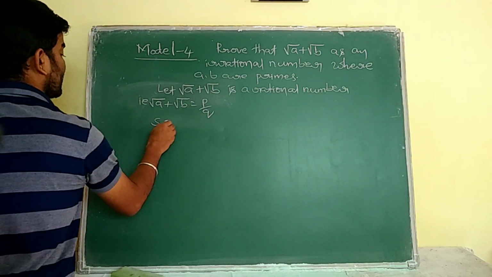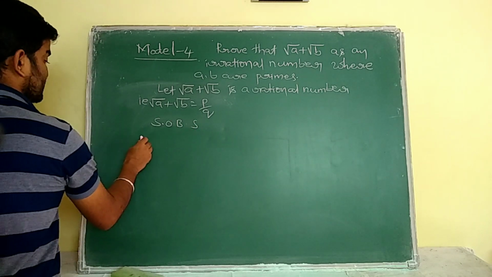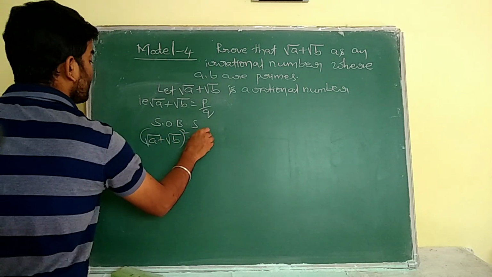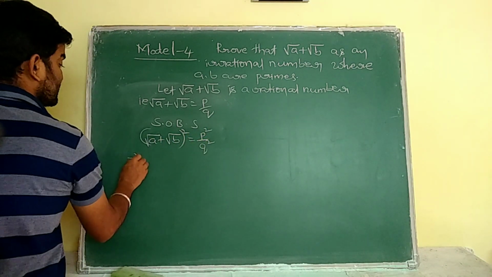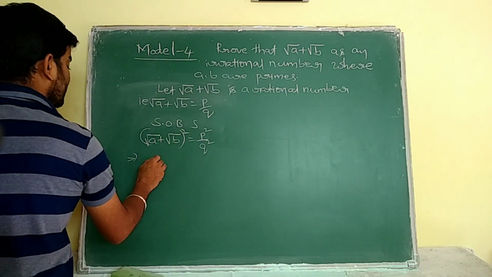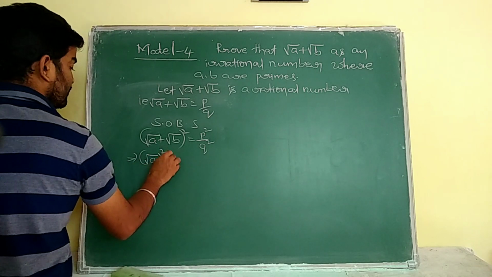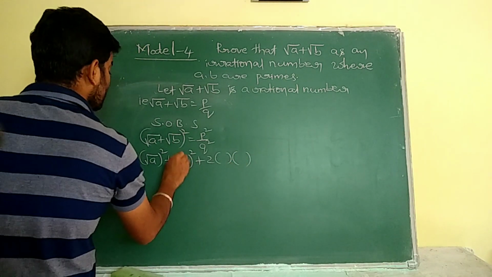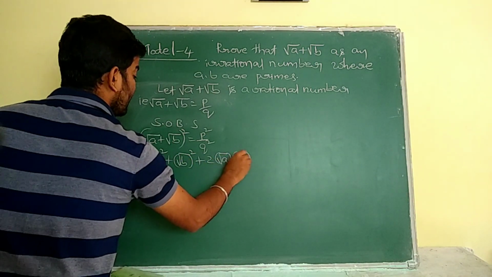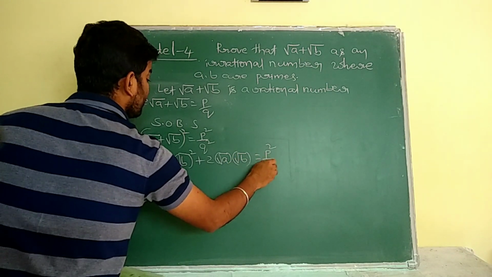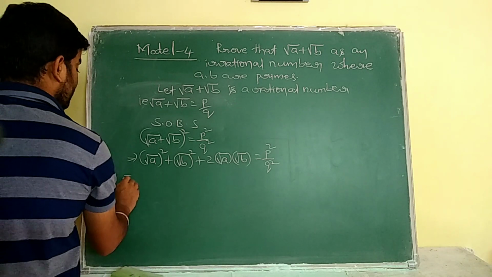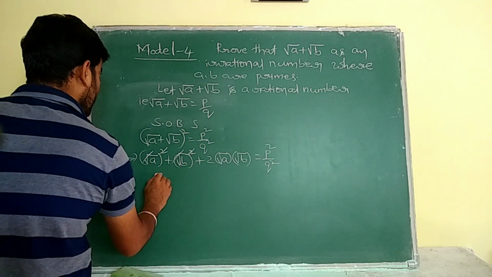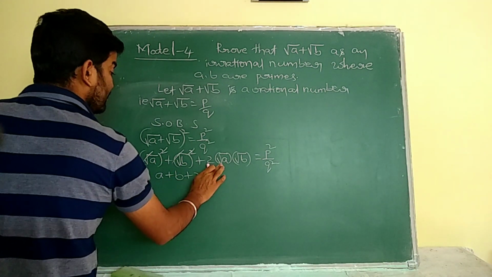Now the next step: squaring on both sides. So root a plus root b whole square is equal to p square by q square. Just expand this using (a plus b) whole square. That is root a whole square plus root b whole square plus 2 into root a into root b, equal to p square by q square. The square and root cancel, so we are left with a plus b plus 2 into root a into root b.